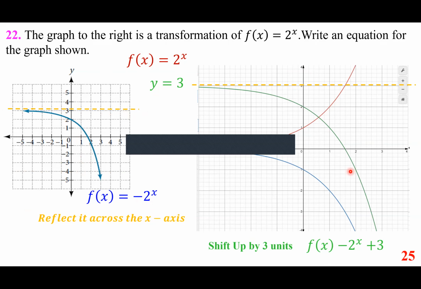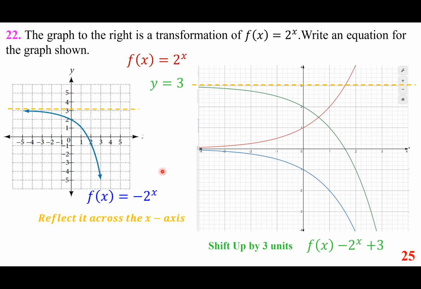So a quick recap. Y or f of x equals 2 to the power of x, sort of the red color. The blue one flips over with respect to the x-axis, minus 2 to the power of x. And the green one, we bring it up by 3. And that's what we have here. This is the graph. So f of x is minus 2 to the power of x plus 3. Those are the transformations. That's as far as the graph goes.